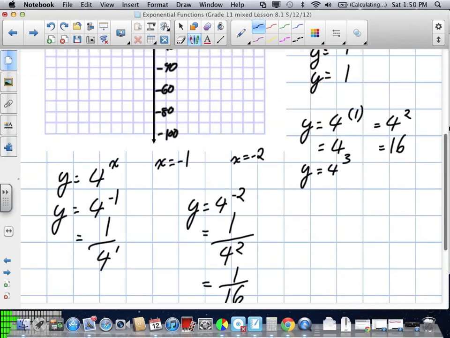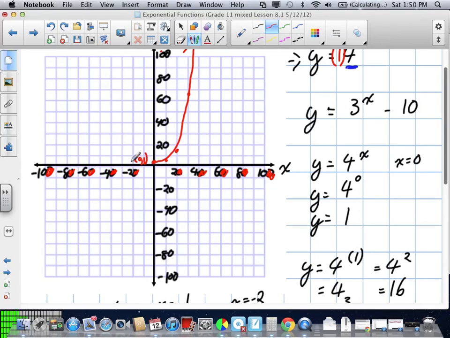1/16. An even smaller number. Do you see that idea? Now, it's very small, but again, it's never going to touch our x-axis, correct? We're going to stay very small. We'll get to our y-intercept, and we take off and head up. That's the idea of this graph.